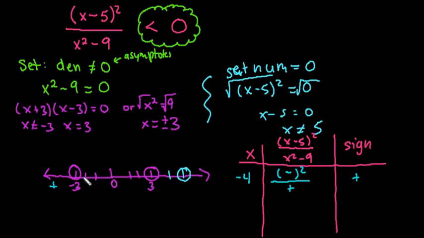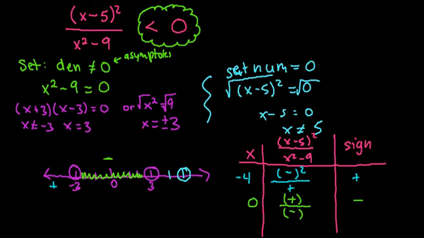So then we would go to the next interval. The next interval is between negative 3 and 3. I'm just going to pick 0 because that's the easiest one to work with. If I plug in 0, I really have negative 5 squared, which is a positive, divided by a negative, because 0 minus 9 is also negative, so I would get a negative here. All of the values in between here would give me a negative. So that's part of my solution.